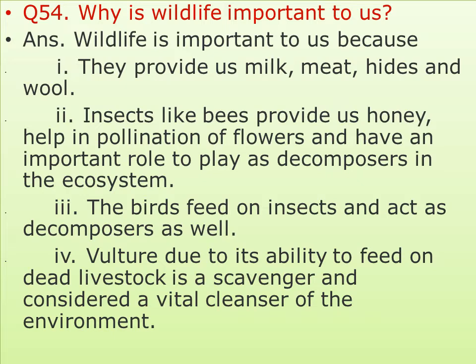Number 54. Why is wildlife important to us? Answer: wildlife is important to us because, number one, they provide us milk, meat, hide, and wool. Number two, insects like bees provide us honey, help in pollination of flowers, and have an important role to play as decomposers in the ecosystem. Number three, the birds feed on insects and act as decomposers as well. Number four, the vulture, due to its ability to feed on dead livestock, is a scavenger and considered a vital cleanser of the environment.